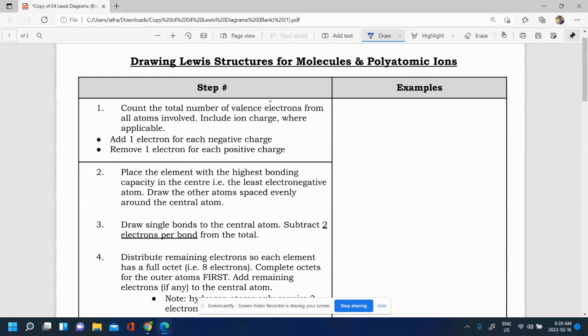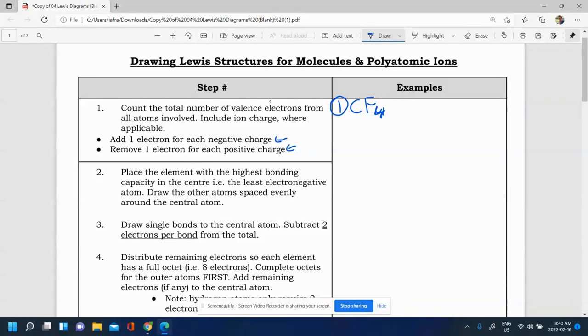So the first example we'll start off with is a nice simple one. We'll do CF4. We'll do a Lewis structure for CF4. So our first step is to count the total number of valence electrons from all the atoms involved in the molecule or polyatomic ion, including the ion charge where applicable. Now in this case, there's no ion charge, so the little points here won't really matter, but I'll explain what those points mean in a second.